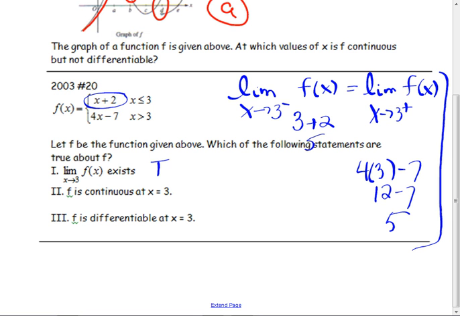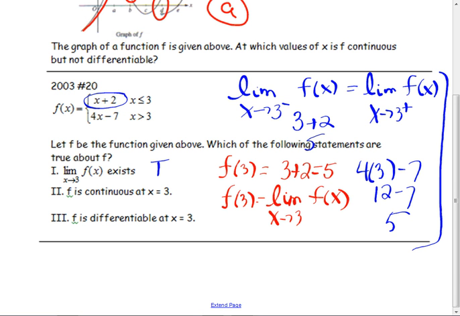Now, for continuity, remember there's one more piece. The limit has to exist. f of 3 has to exist. What is f of 3? Which equation am I going to use? The top one or the bottom one? The top one. So it's going to be 3 plus 2, which is 5. And for continuity, then I need to have f of 3 equal the limit as x approaches 3 of f of x. And you better give the reader numbers if you're talking about an FRQ. Because you might look at it and say, oh yeah, I can see they're equal. We assume nothing. I would say 5 equals 5, so yes, guess what?